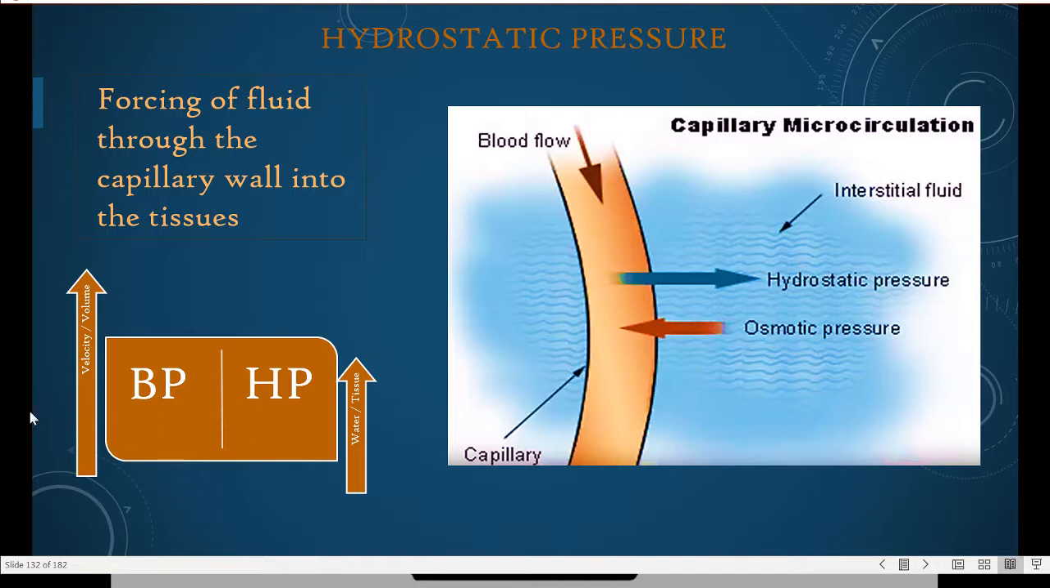So in order to have hydrostatic pressure, you have to have an increase in the velocity and volume. It means that blood pressure is going to be high, and you're going to have an increase in hydrostatic pressure. Osmotic pressure, we'll talk about more of that in Chapter 8, but once we restore the blood pressure, that's what's going to bring it back into the vascular system and reduce the swelling.